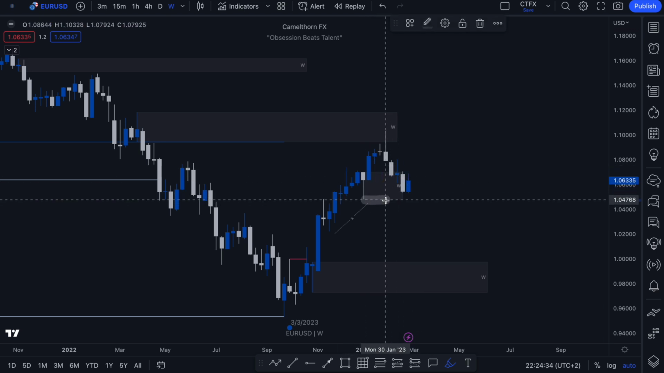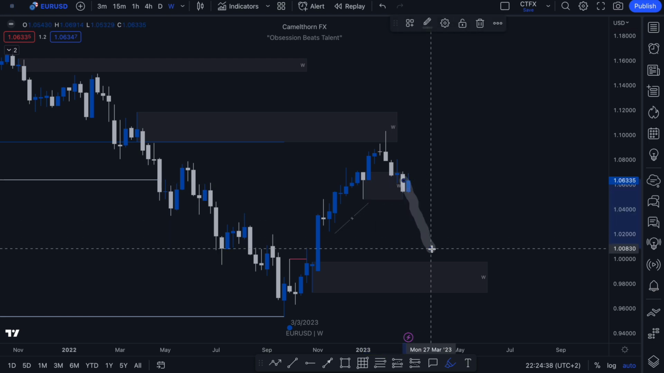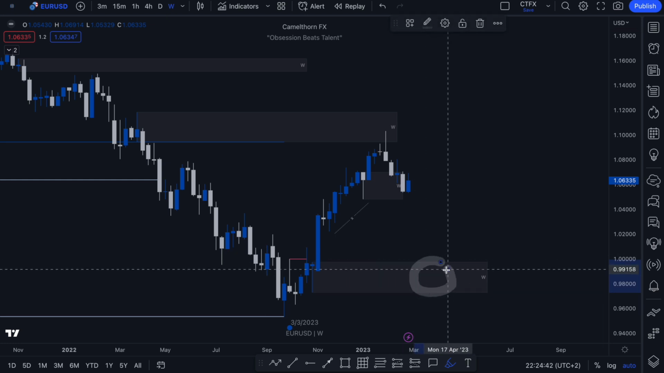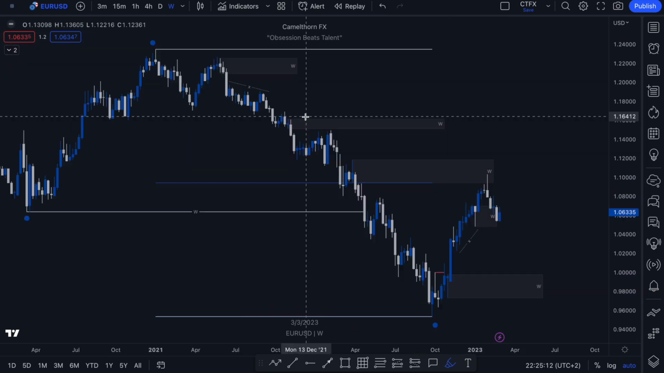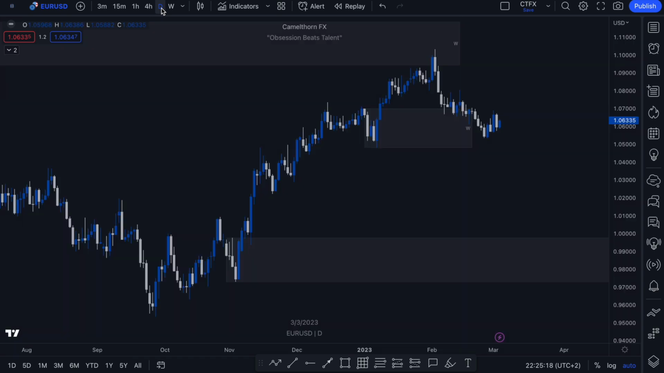Obviously, if this demand zone does fail, we can then anticipate price action to continue with that bearish continuation, all right? And then we would be looking for price to reach this weekly demand zone down here, okay? Now, once we drop down to that daily chart, you will see how all of this translates and how all of this interacts when looking at it from a multi-time frame analysis point of view.